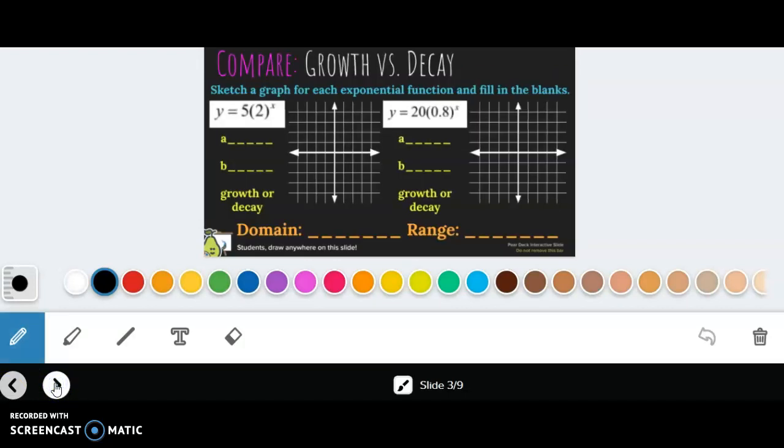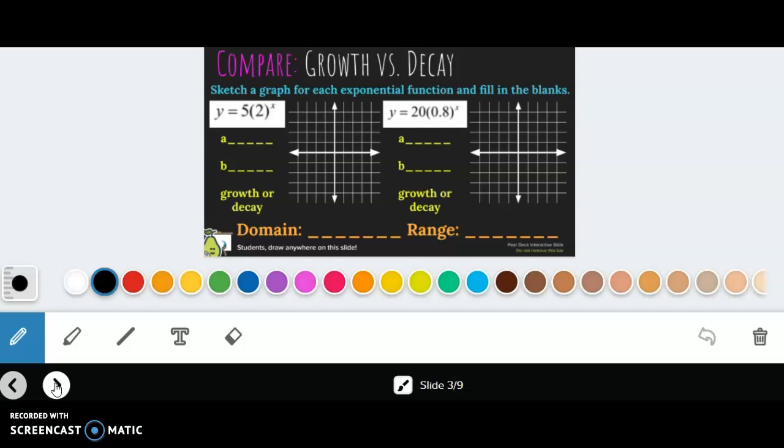Okay, slide 3. What I did was I took 2 examples from the slide before, and now you're just going to give me a rough sketch. So it doesn't have to be exact, okay? You are going to fill in the blanks. So once you identify what the A is, go ahead and fill that in. The B, fill it in. Circle whether it is a growth or decay, and then draw me a little sketch of what you think that looks like. Okay?